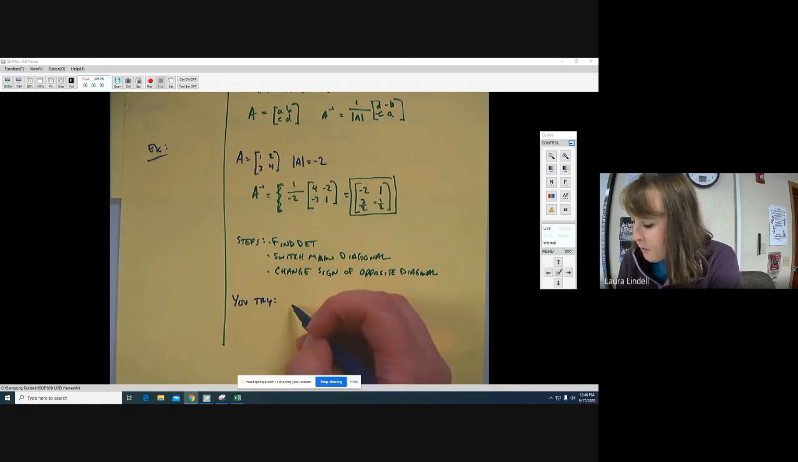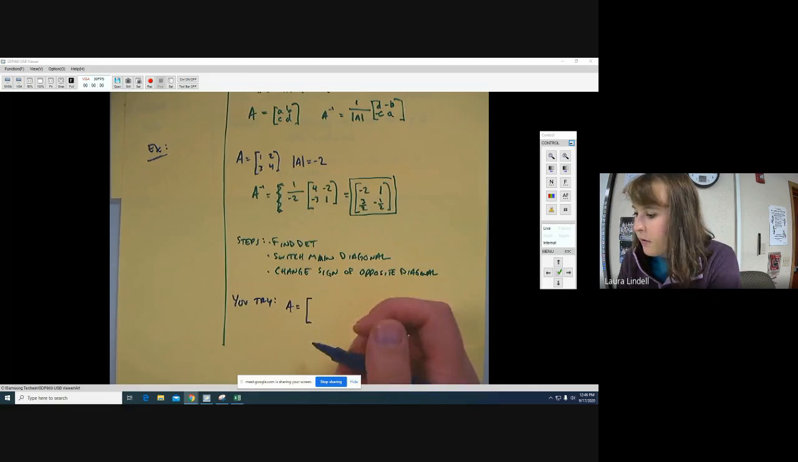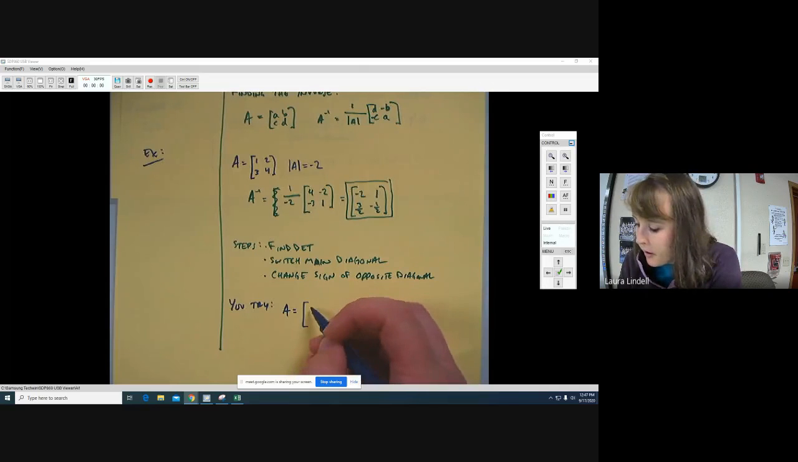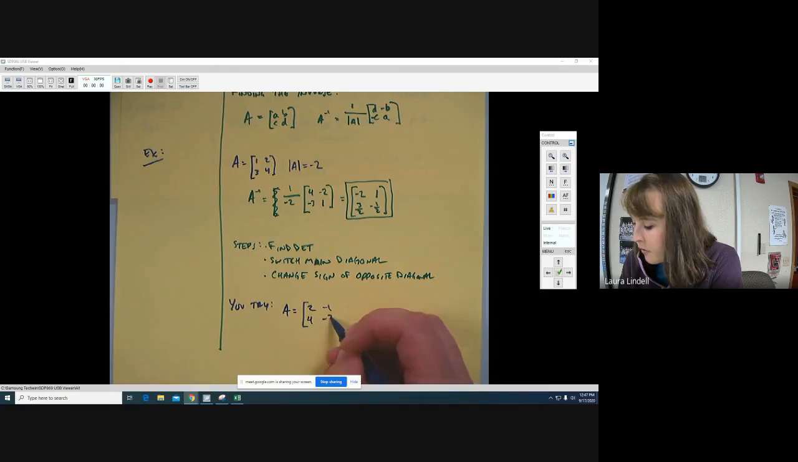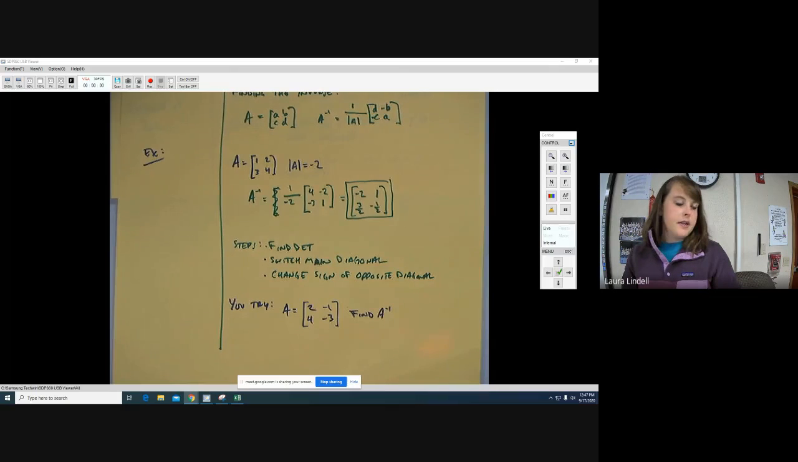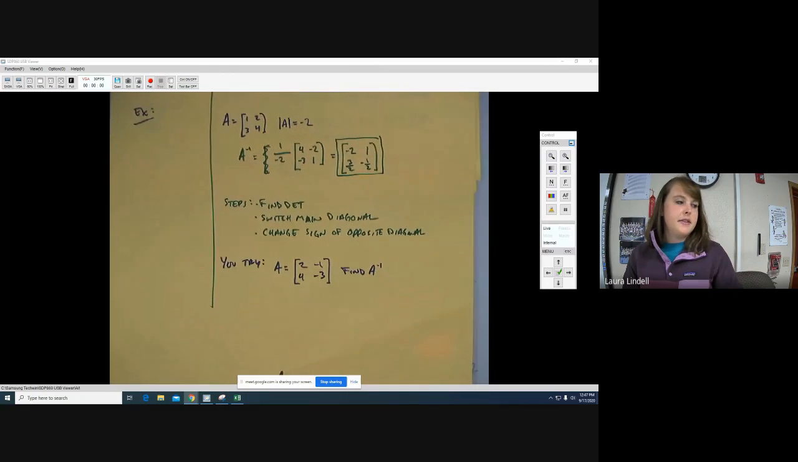We'll say our matrix is, we'll go with that one that we had from before. Or actually, just kidding. We'll make up a new one. 2, -1, 4, -3. Find the inverse if it exists. If it does not exist, say does not exist. Once you think you have it, type done in the chat.